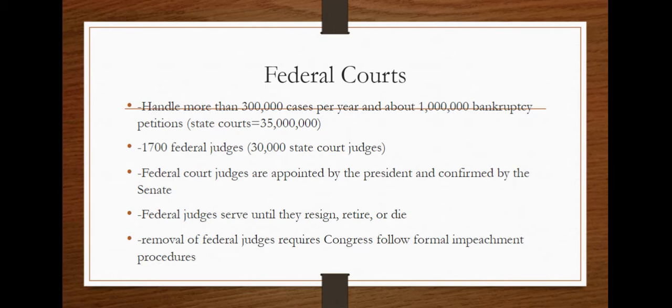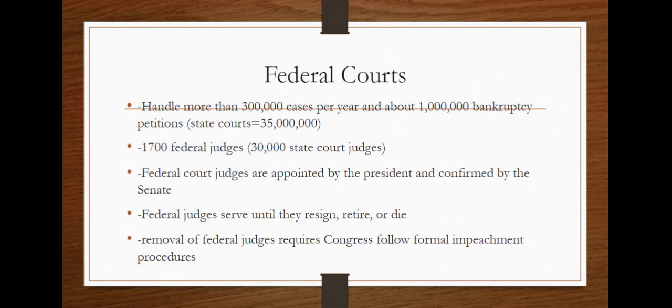Federal court judges are appointed by the president and confirmed by the Senate, again, thanks to the Constitution and the balance of power and the checks and balances between the different branches. Federal judges serve until they resign, retire, or die, so it's an appointment for life, all right? To remove a federal judge requires Congress to follow formal impeachment procedures, which is again one of those checks and balances. We don't want politics involved, with someone saying, I'm just going to get rid of this judge because I don't like the party that they belong to. You can't do that. There has to be an official reason, and you have to follow formal impeachment procedures.